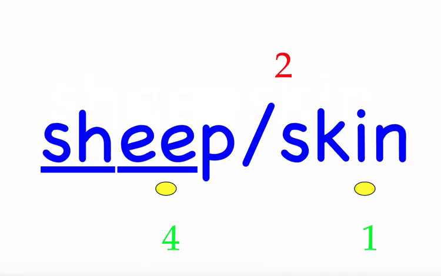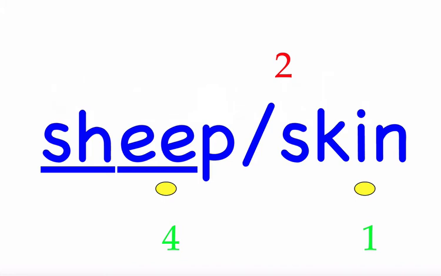This word sheepskin is considered to be a compound word. A compound word is when 2 words join together to create a new word. So sheep is a word, skin is a word, and together, those 2 words form another word. So that's called a compound word.